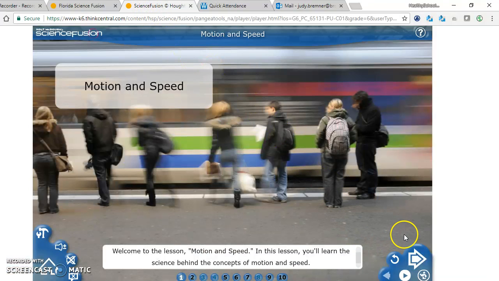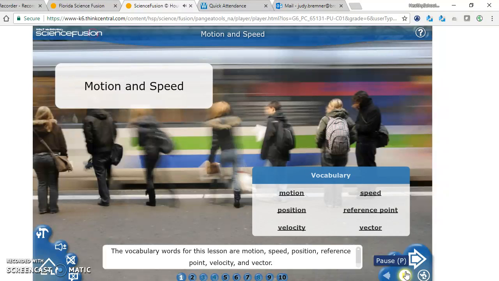Welcome to the lesson Motion and Speed. In this lesson, you'll learn the science concepts behind motion and speed. The vocabulary words for this lesson are motion, speed, position, reference point, velocity, and vector.